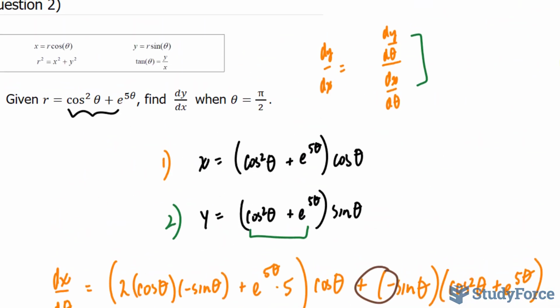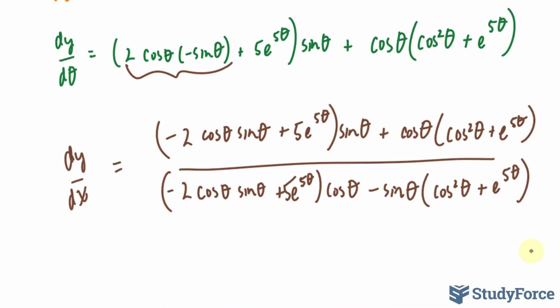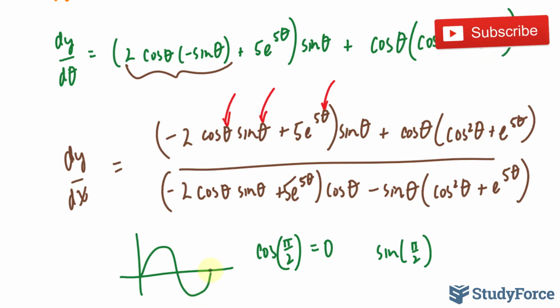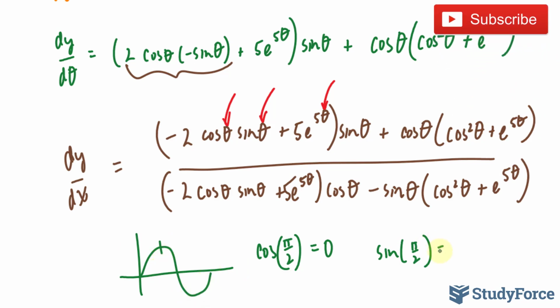Now, the question says, what is the instantaneous rate of change at pi over 2? So now I have to apply pi over 2 everywhere where I see the theta. Now remember, instead of doing this all on your calculator, you can sort of be logical here. What is cosine at pi over 2? In other words, what is cosine at 90 degrees? At 90 degrees, cosine is equal to 0. What about sine? Sine pi over 2. Remember, the sine function looks like this, where at 90 degrees, it's at 1.